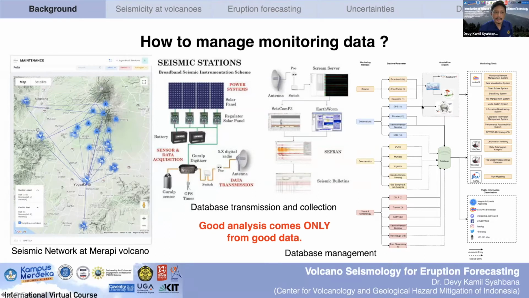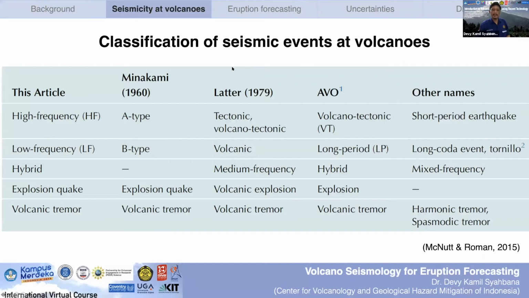Okay, I will continue with the seismicity at volcanoes. Yesterday, Professor Andri already showed you the classification of seismic events at volcanoes. So there are mainly high frequency volcanic events, low frequency events, hybrids, explosion quakes, and volcanic tremor.